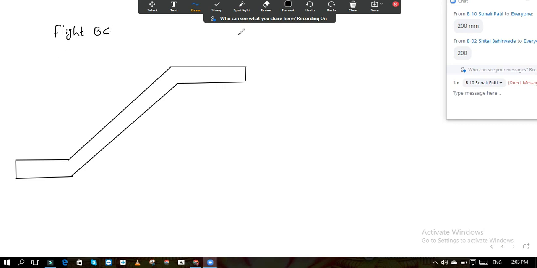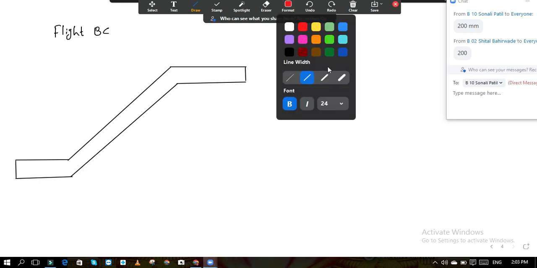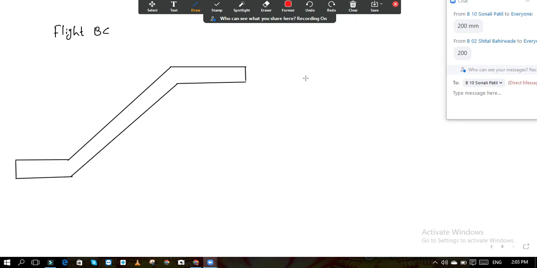Okay, reinforcement details. So first of all, main steel, main bar. The main steel bar will start from here, then it will move like this. From here it is bent, it is going up from this side. Okay, this red is your main steel.